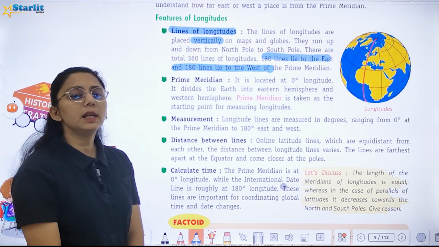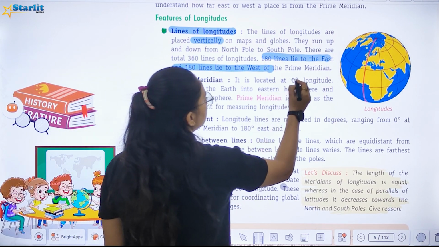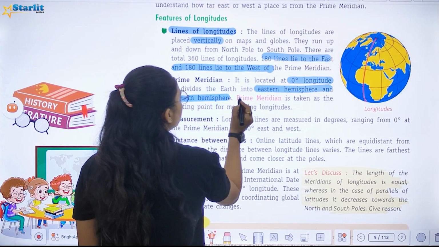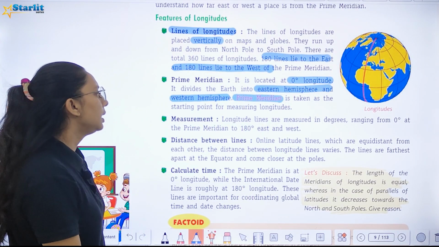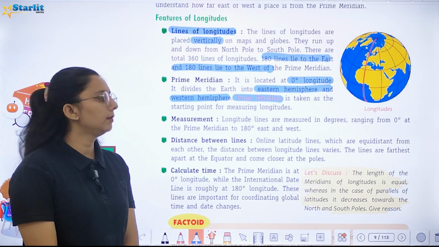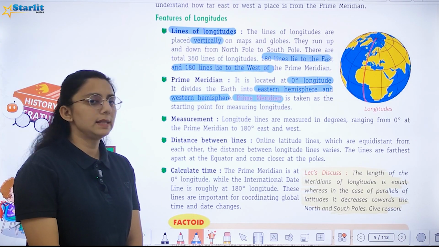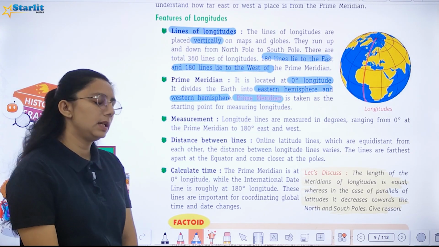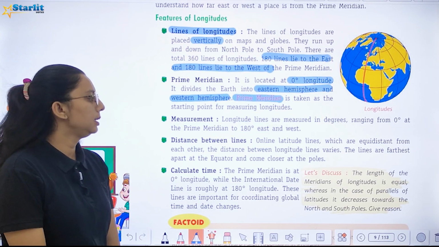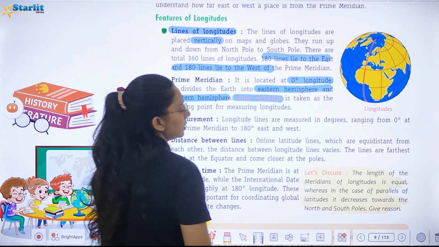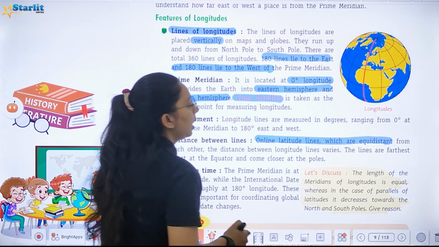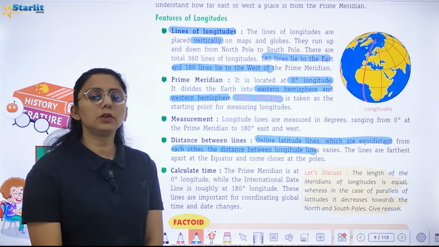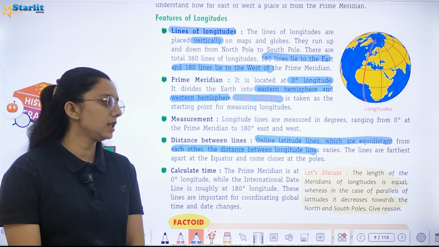Then we have the prime meridian, which is located at 0 degree. It divides the earth into the eastern hemisphere and the western hemisphere. Prime meridian is taken as the starting point of measuring longitude. Then we have measurement. Longitude lines are measured in degrees, ranging from 0 degree at the prime meridian to 180 degree in east and west. Now distance between lines. Latitude lines are equidistant from each other, and the distance between longitude lines varies.